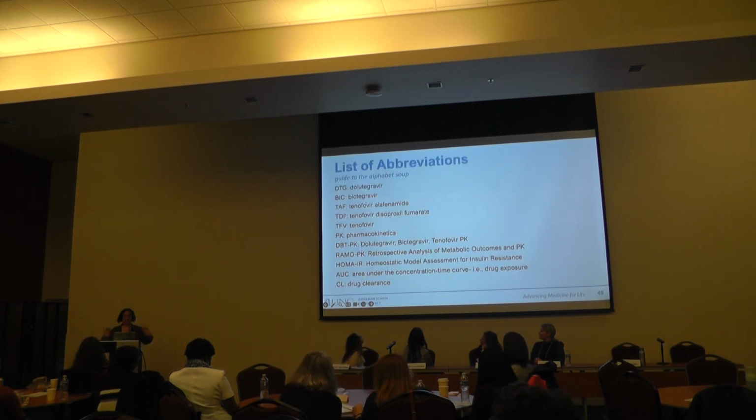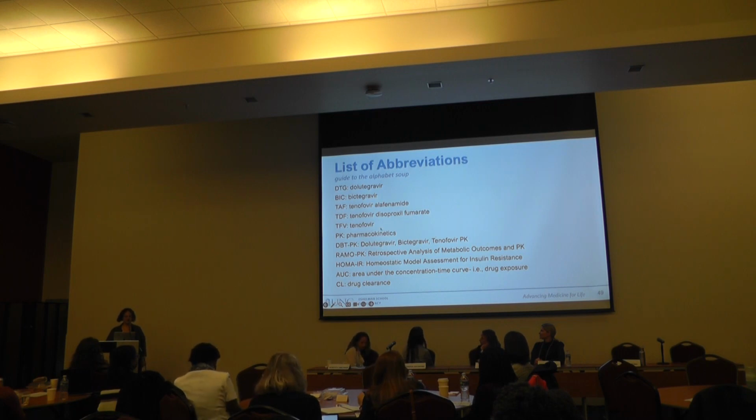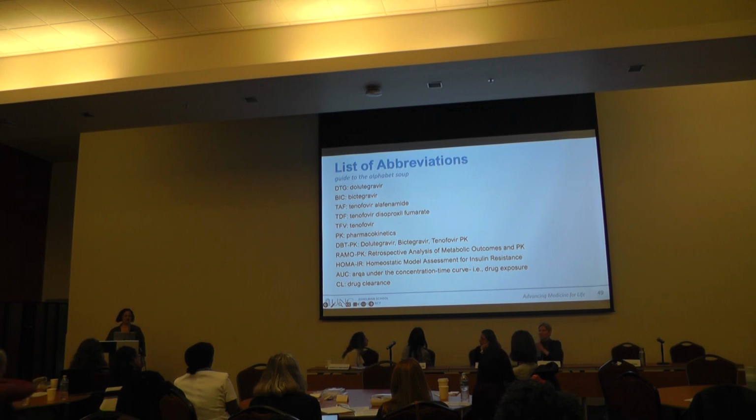I'm going to try to avoid too much alphabet soup, but HIV drugs plus pharmacokinetics can result in a lot of that. So just a couple to point out to you: dolutegravir, DTG, PK, pharmacokinetics, and then two PK terms that will be important here are AUC for area under the concentration time curve, which is a marker of drug exposure, and then drug clearance, or CL, which is the removal of the drug from the body.